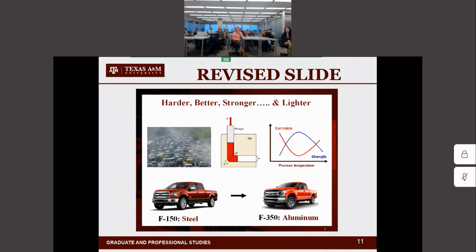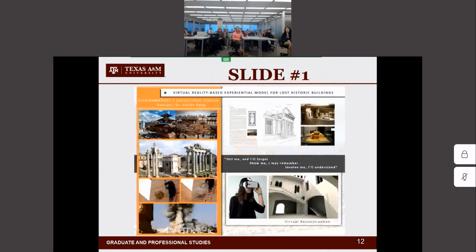Let's run that little exercise again. Okay, so here's another slide. Does it work? Does it not work? I'm seeing some people nodding their heads, shaking their heads. Too much information. I would agree with that.